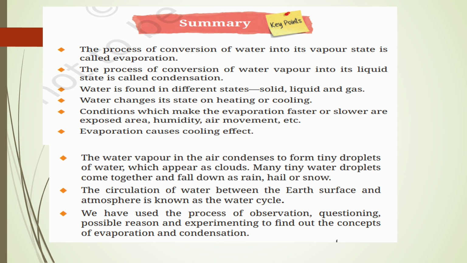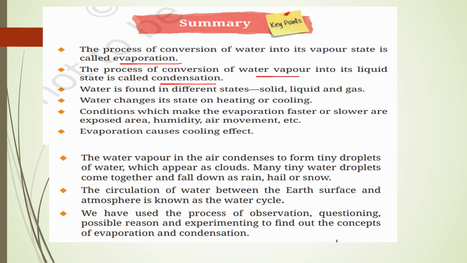The process of conversion of water into its vapor state is called evaporation. This is important. What is evaporation? Evaporation is a process of conversion of water into its vapor state. Then the process of conversion of water vapor into its liquid state is called condensation. So, conversion of water vapor into liquid is called condensation.